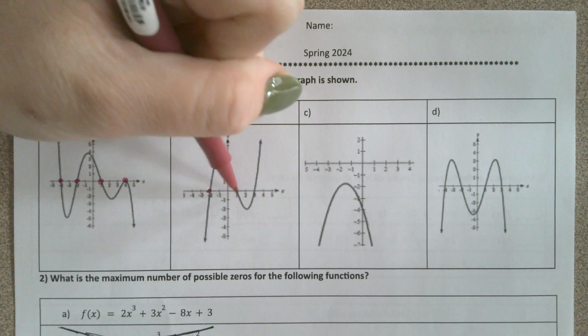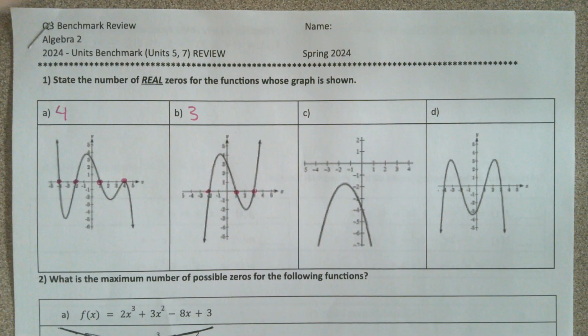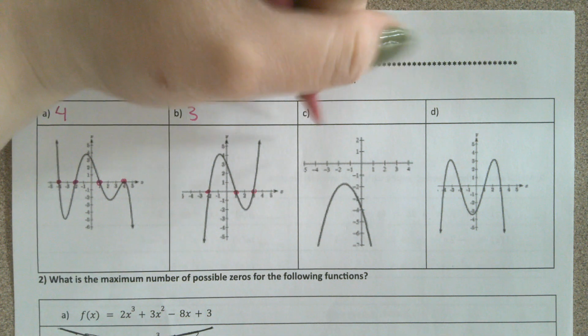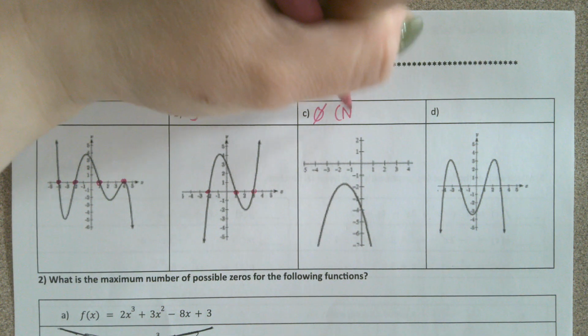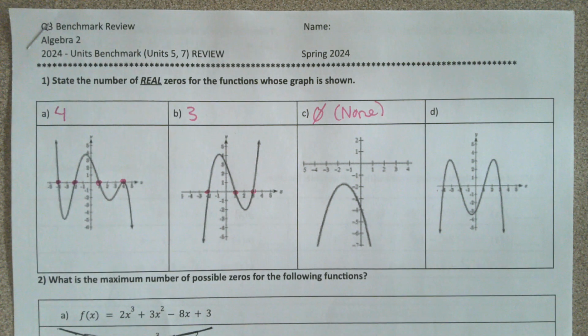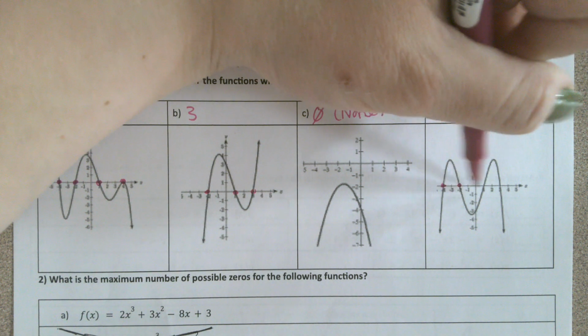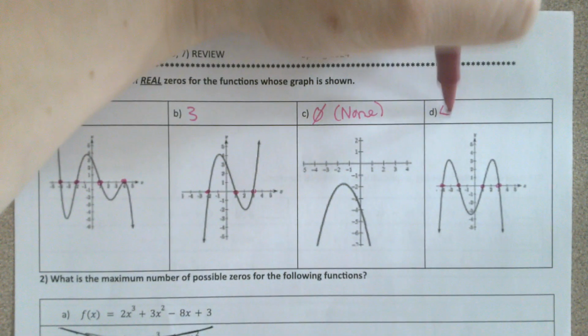B, we've got 1, 2, 3 zeros. C, it doesn't cross at all, so this would be 0 or none. And then this graph D has 4 zeros as well.